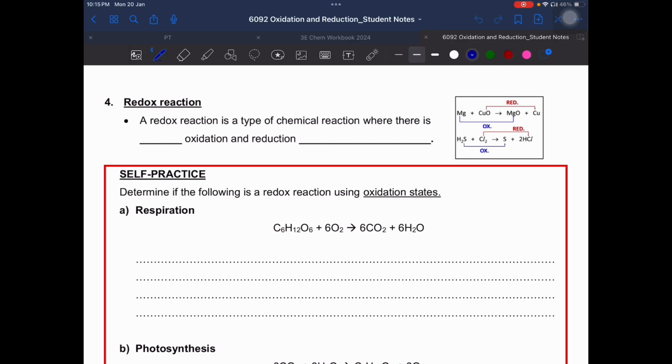So a redox reaction, as I've mentioned and also covered in the first page, is a type of chemical reaction where there is both oxidation and reduction occurring simultaneously. That means it's happening at the same time within the same equation.